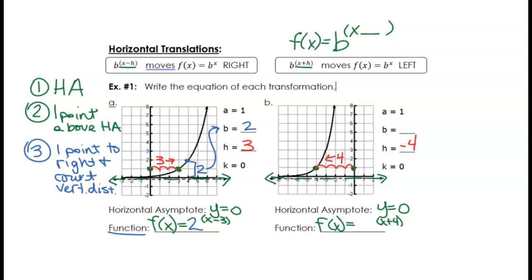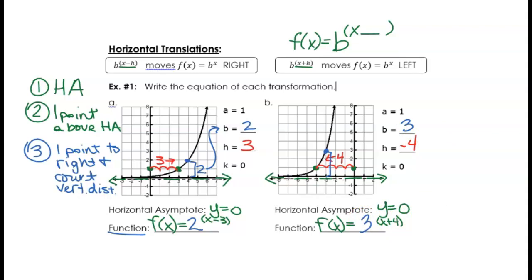Let's try it again on part B, and I won't make you do it alone. Do I start from (0, 1) or (-4, 1)? (-4, 1), because that's where my graph has been shifted to. I move 1 to the right. I go find that point. Here it is. And I count the distance from the asymptote to that point. So what's that distance? 3. So the b value is 3. And 3 belongs here as the base of the exponential function.